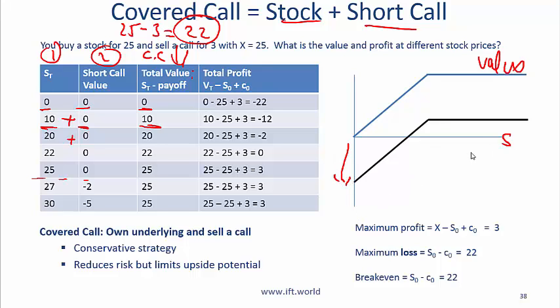The black is the profit. So this would be minus 22. The break-even point would be 22. And if you look at the table and you look at the picture, you can come up with the maximum profit, maximum loss, and break-even. The formula for maximum profit is X minus S0 plus C0, which if X and S0 are the same, then this is simply 3.